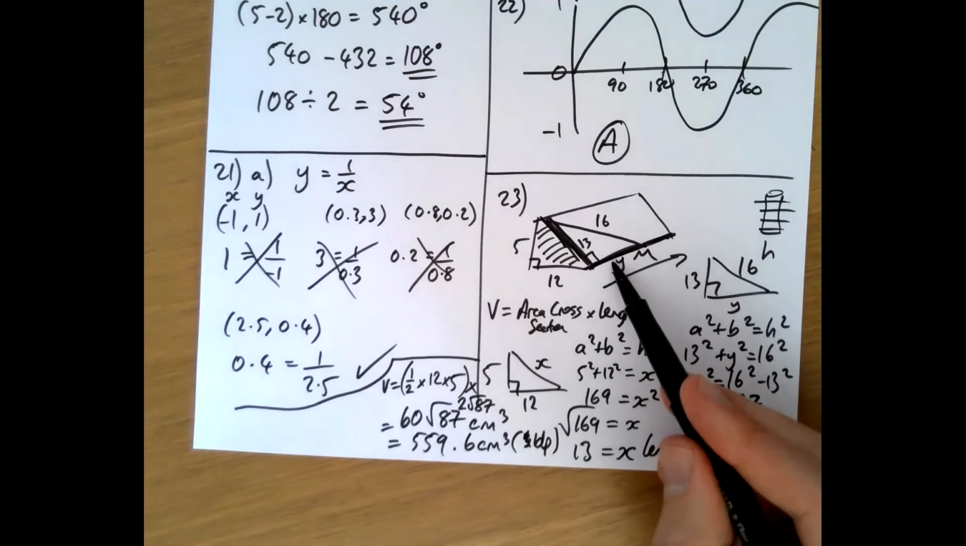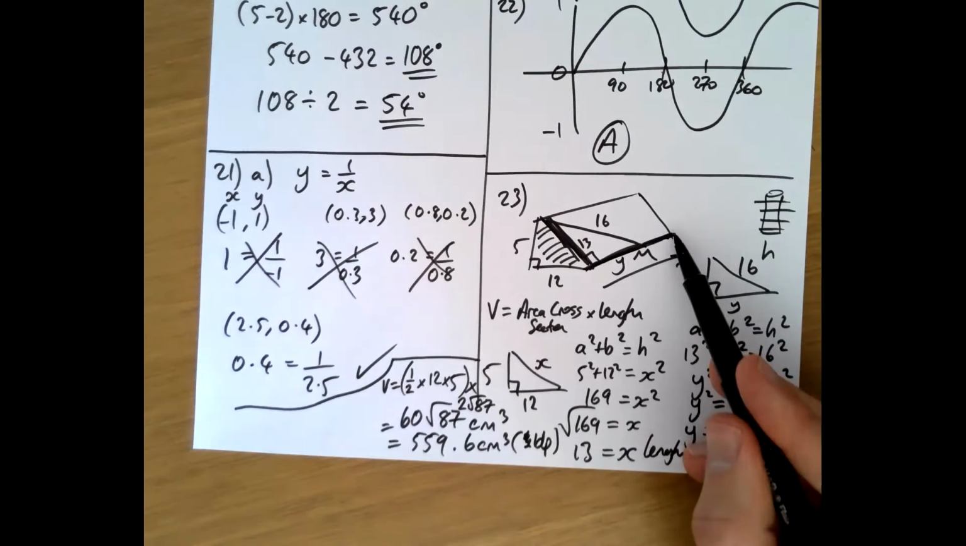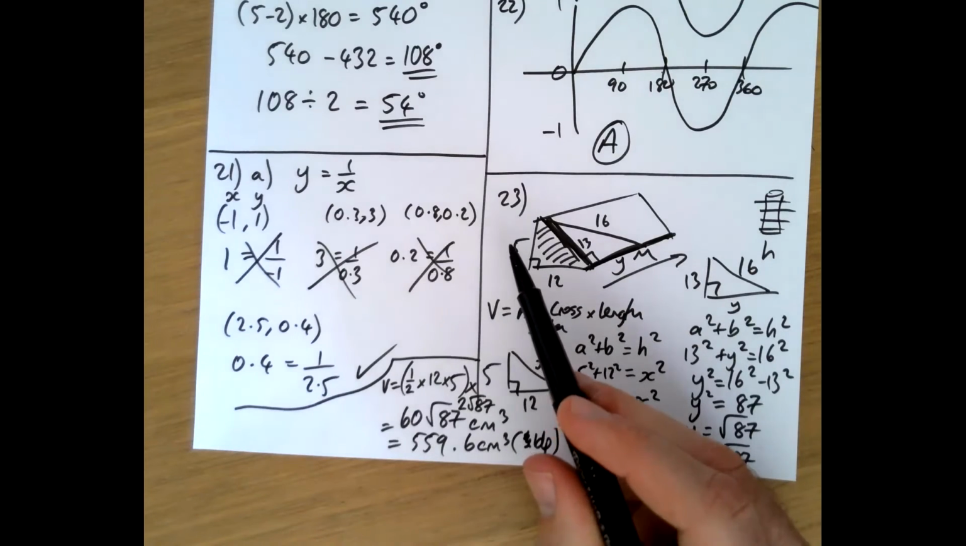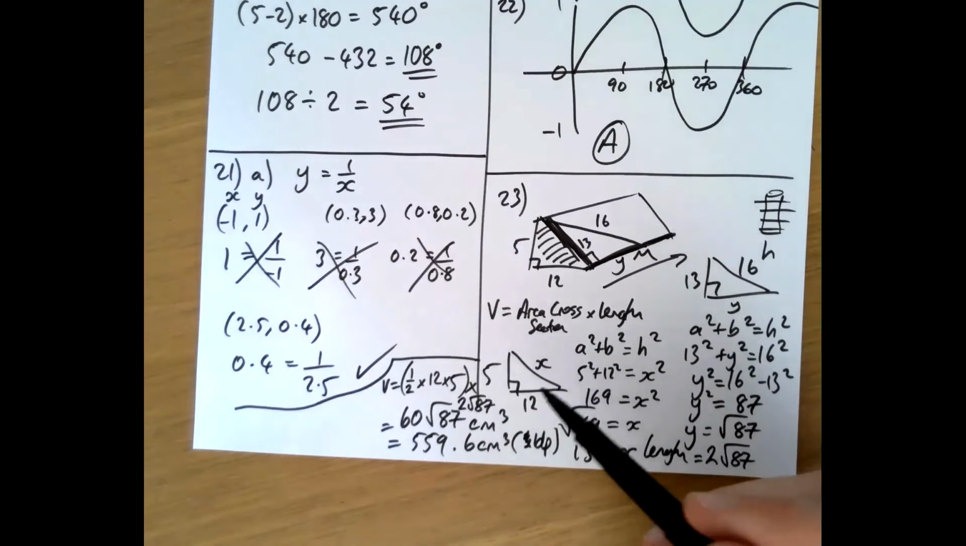Double it to work out the length, and then use that knowledge of volume of a prism, area of the cross section times by the length gives you that volume. Right, 24. So let's have a look at 24.